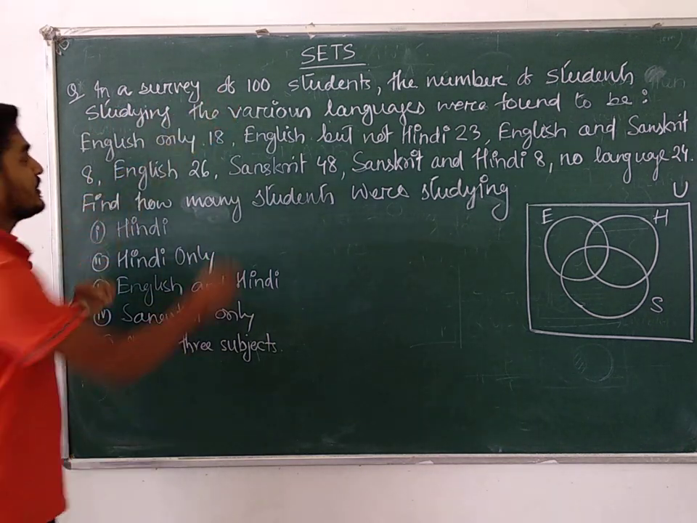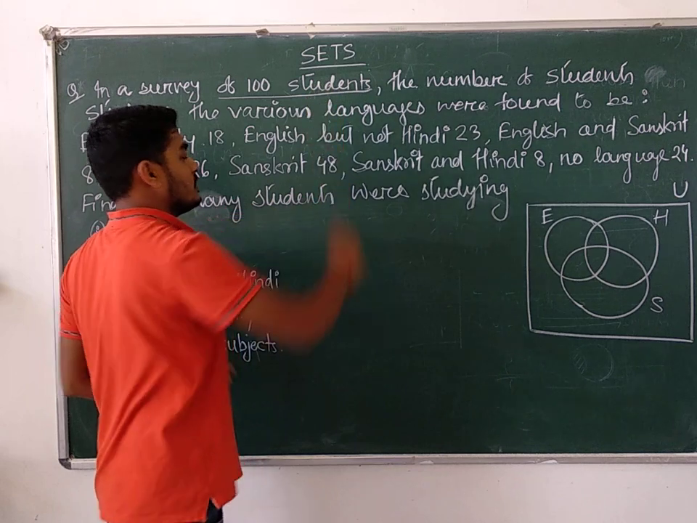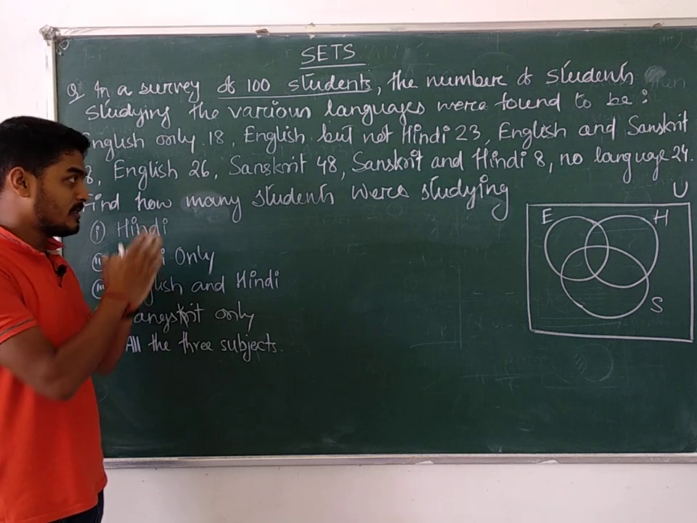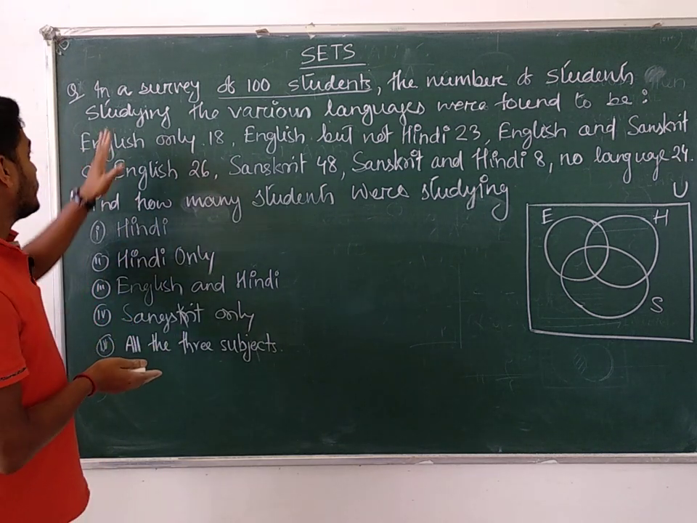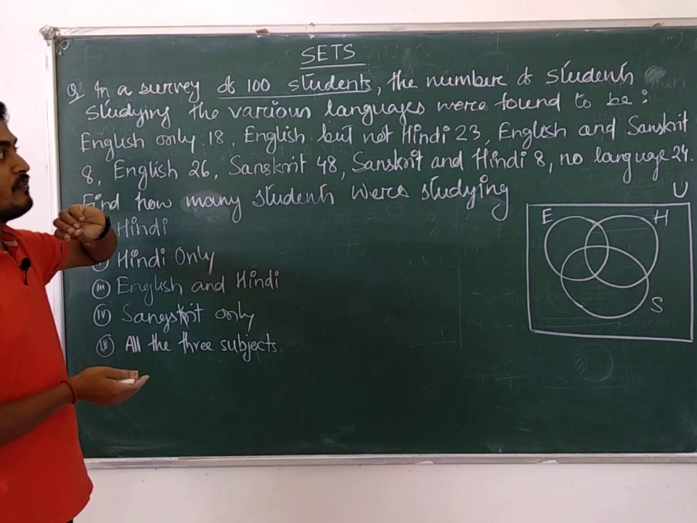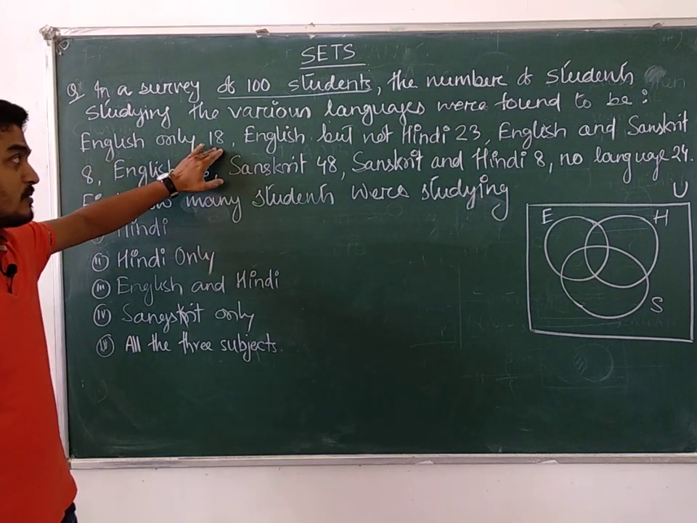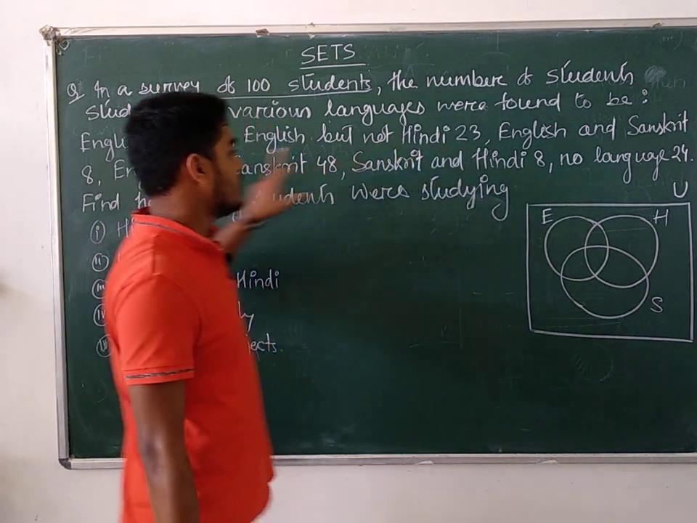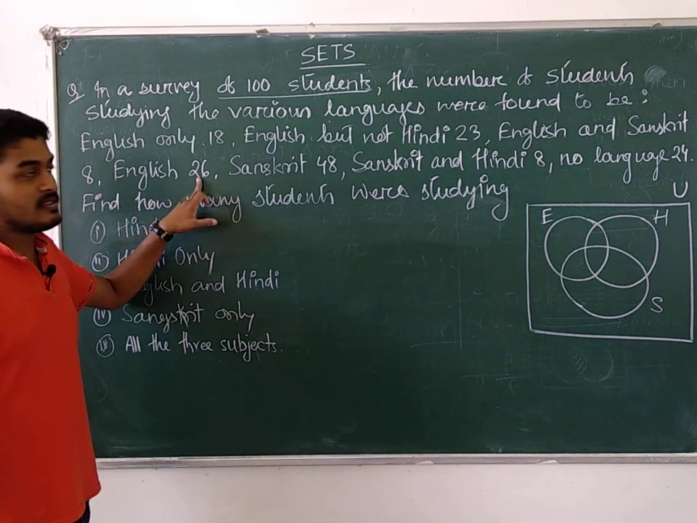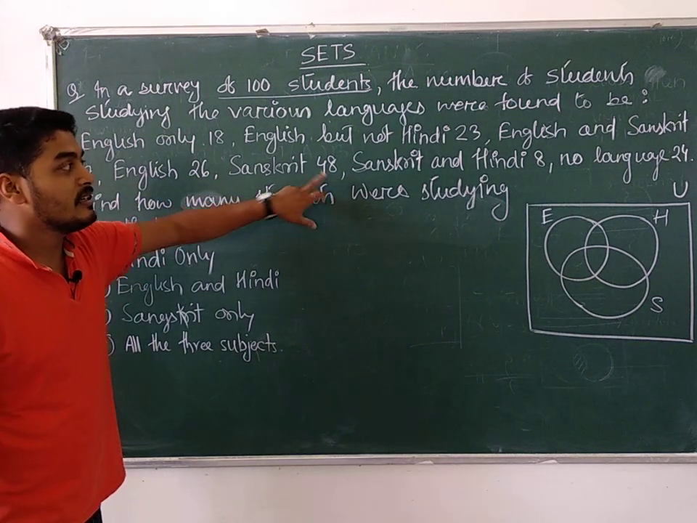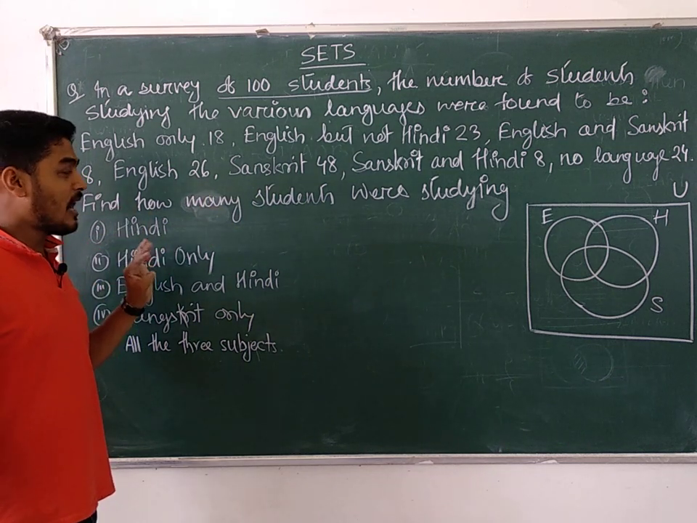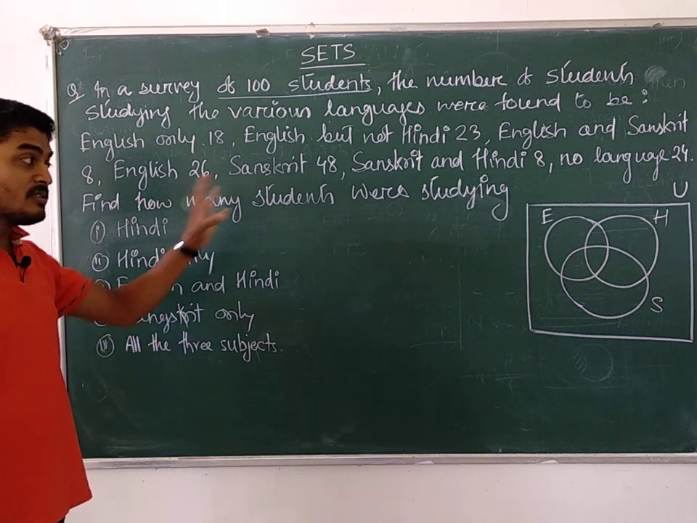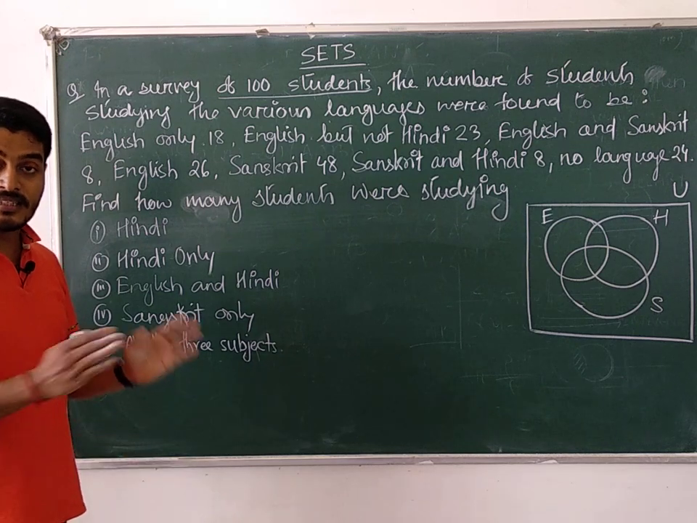In a survey of 100 students, total number of students is 100, where we have surveyed this one situation. The number of students studying the various languages were found to be English only 18 students out of 100, English but not Hindi 23, English and Sanskrit 8, English 26, Sanskrit 48, Sanskrit and Hindi 8, no language 24. That means out of 100, few students are there which do not have any idea about the three languages. That means 24 students of that type are there.